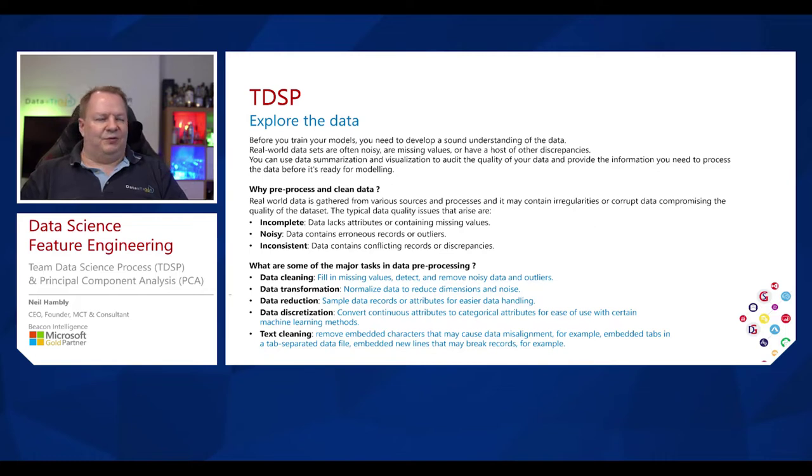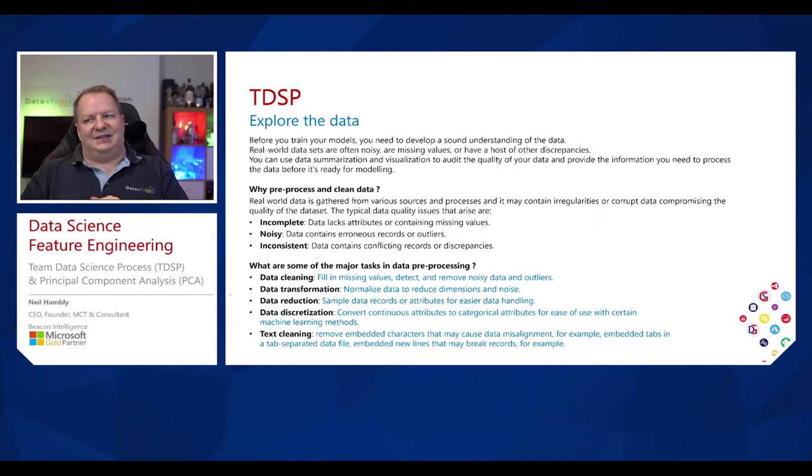One of these would be called data cleansing. So that's what's the missing values? How do we fill those in? How do we detect that we have those? What's the noisy data and the outliers? So what's the data cleansing that we need to do? Do we have a cleaned data set at the other end that's allowing us to take the next step?